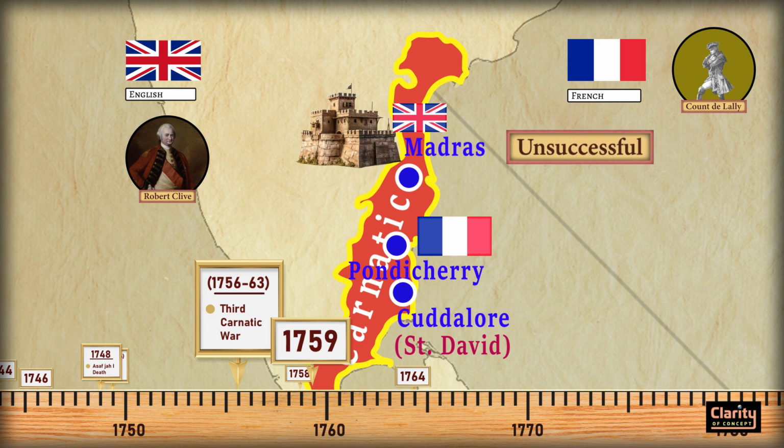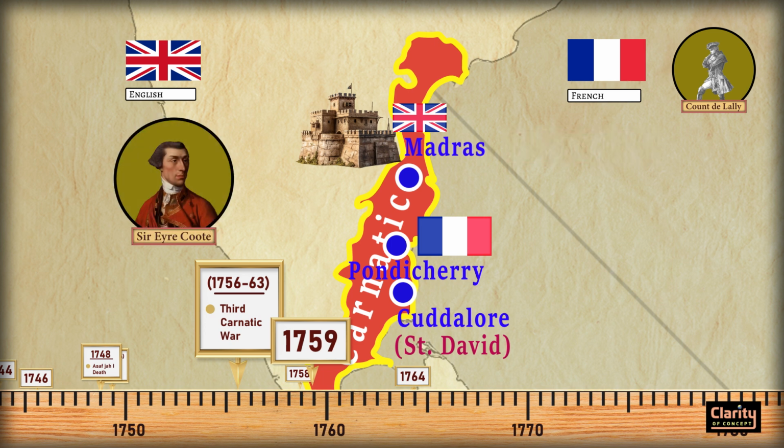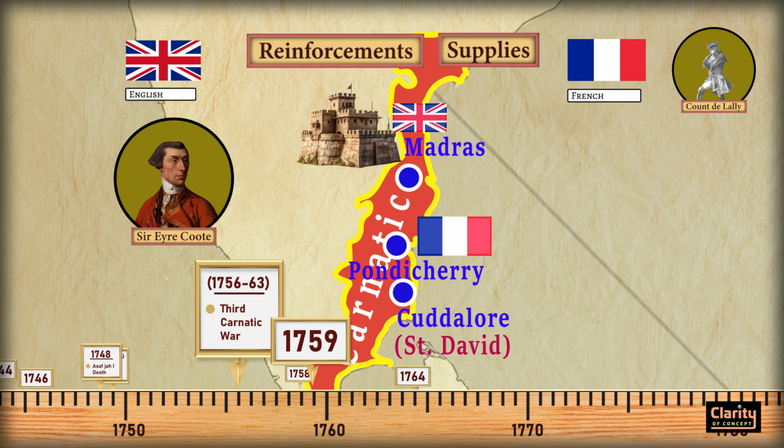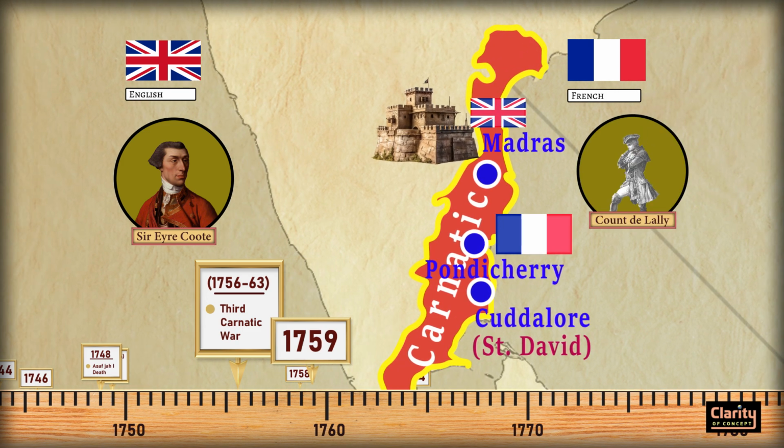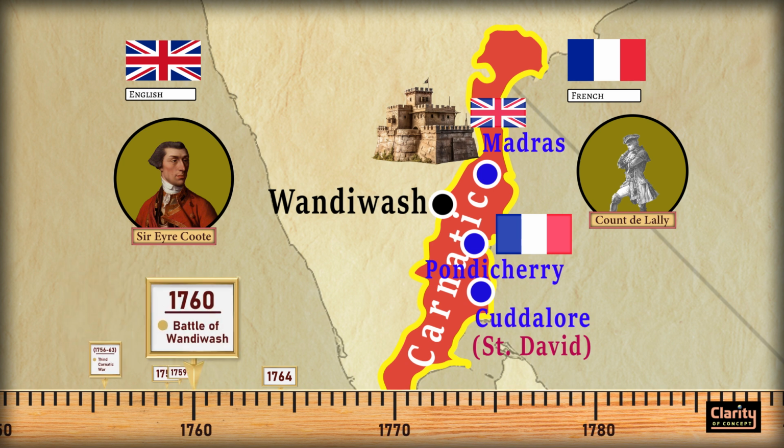Lally's attempts to besiege Madras were unsuccessful, as the British, led by Eyre Coote, were better supplied and better supported by local allies. The lack of reinforcements and supplies crippled the French efforts, and Lally's frustration only grew. Desperate to secure a decisive victory, he decided to risk everything in one final push to defeat the British at Wandiwash in early 1760. He believed that defeating the British at Wandiwash could turn everything around.